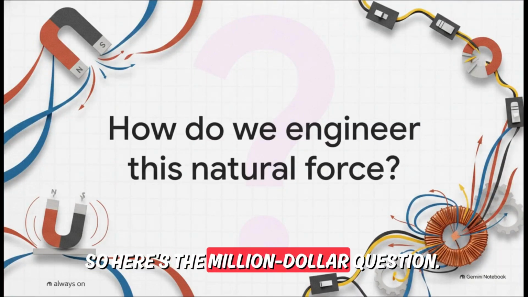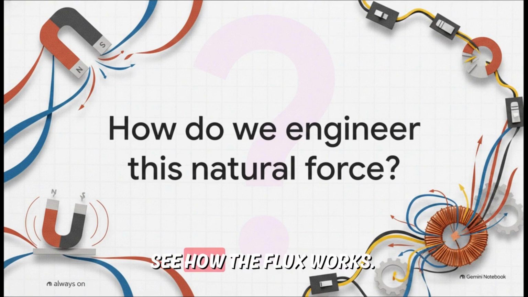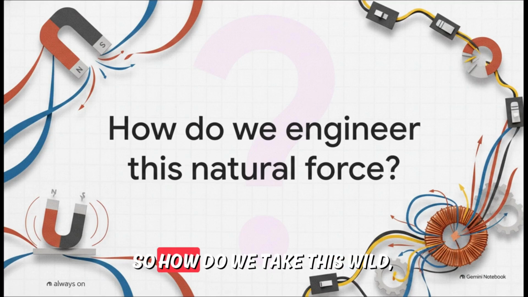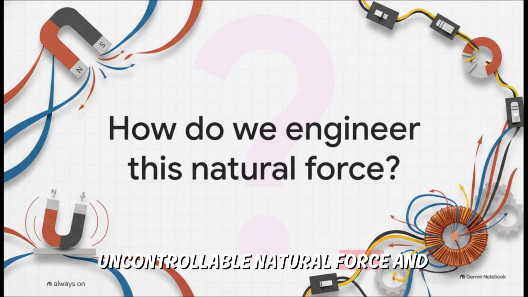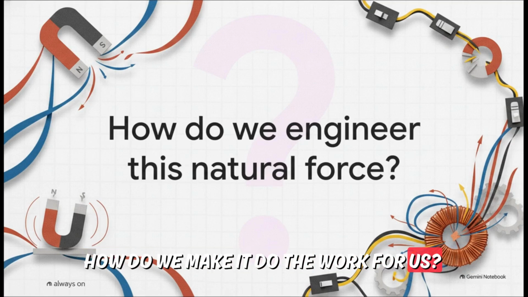So here's the million-dollar question. We understand the field, we know the rules, and we can clearly see how the flux works. But a plain old iron magnet just kind of sits there, right? It's always on. So how do we take this wild, uncontrollable natural force and actually engineer it to our advantage? How do we make it do the work for us?